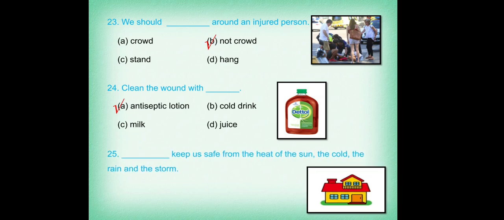Next, dash keeps us safe from the heat of the sun, the cold, the rain and the storm. Options are clothes. Clothes can protect you from the cold and sun. But can they protect you from rain and storm? No. Shoes can protect you from the heat. Can they protect you from the cold and rain? No. Jackets also cannot protect you from the storm, right? So it is the house which is protecting you from all these four things. So tick house.